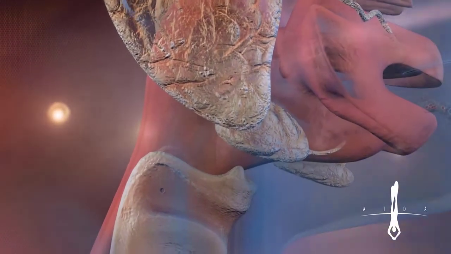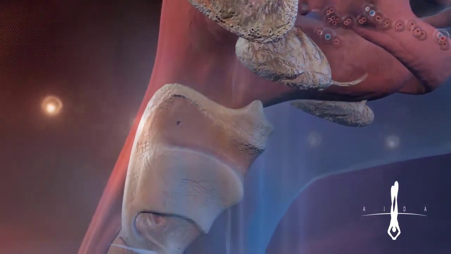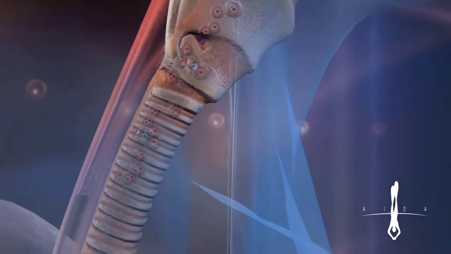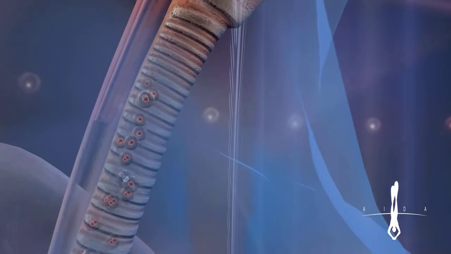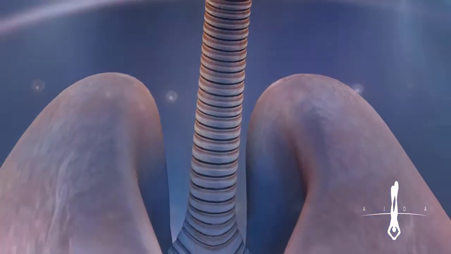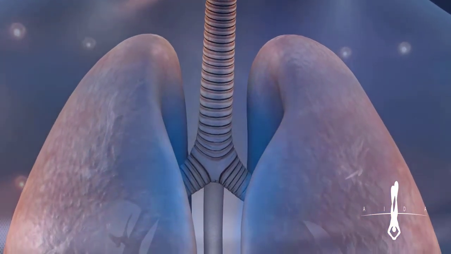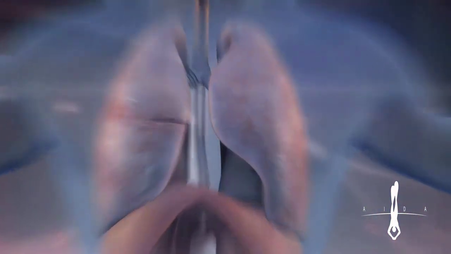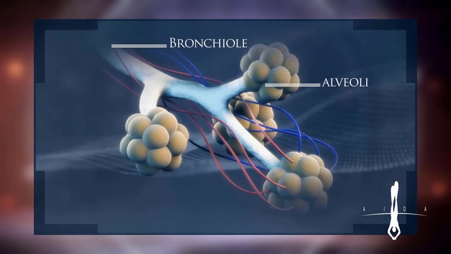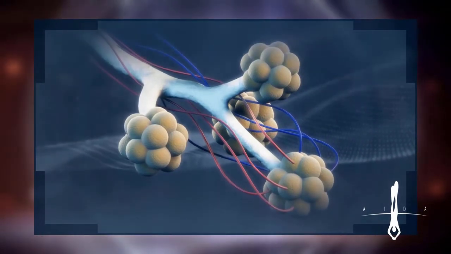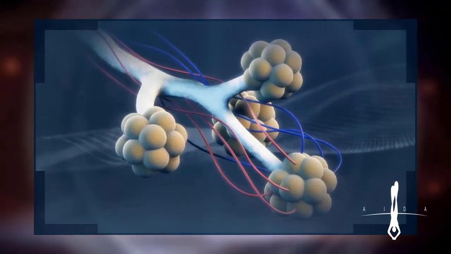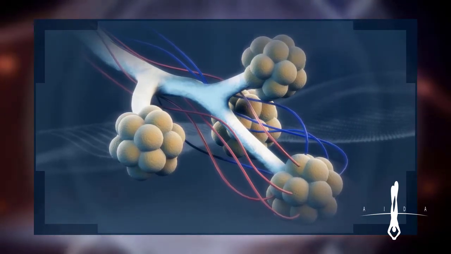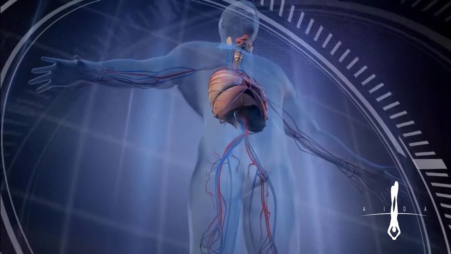Air passes through our nose or mouth into our pharynx, where your nose and mouth cavity meet, larynx, voice box, trachea or windpipe, which initially splits into two bronchi, which go into each lung, then splits further into bronchioles, and then into the alveoli, where oxygen and carbon dioxide exchange takes place. Air is drawn into the alveoli through the downward movement of the diaphragm.